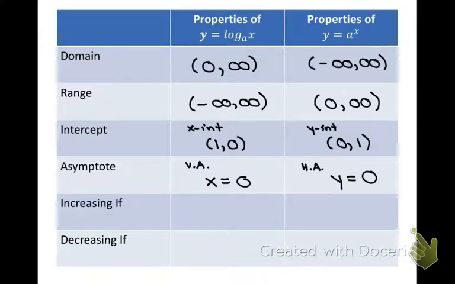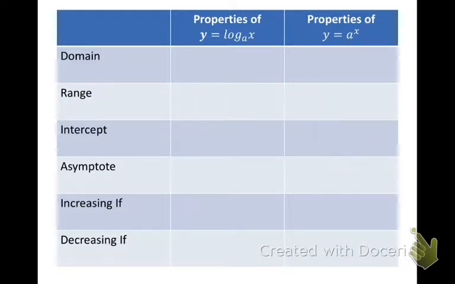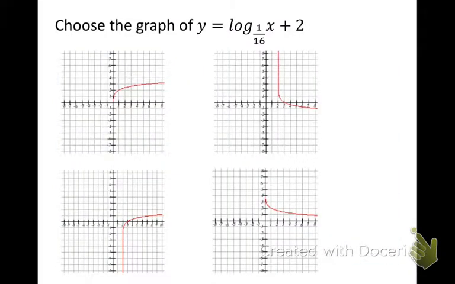My asymptote on a logarithmic function is a vertical asymptote, and it takes the form x equals 0. But on my exponential function, it's a horizontal asymptote, which is y equals 0. Both logarithmic and exponential functions, if a is greater than 1, I find that it's increasing. If it's less than 1, I find that it's decreasing. So this is a nice, concise chart here of some of the similarities and differences between logarithm and exponential functions. All right, let's try one more graphing example, and then we just have some application problems.